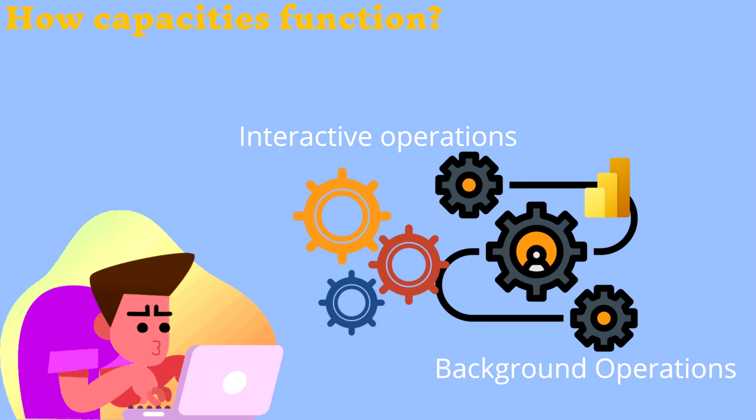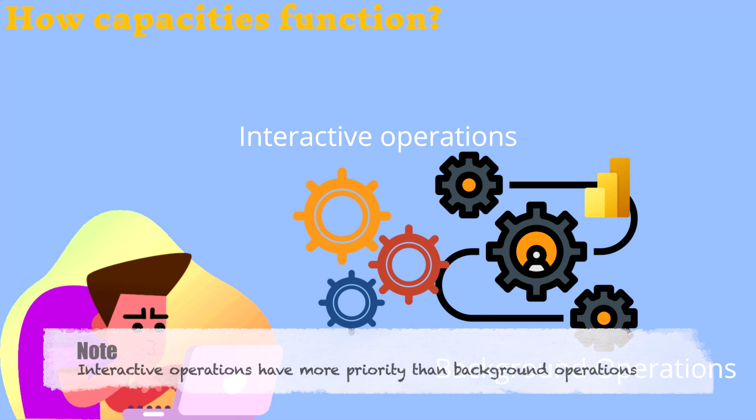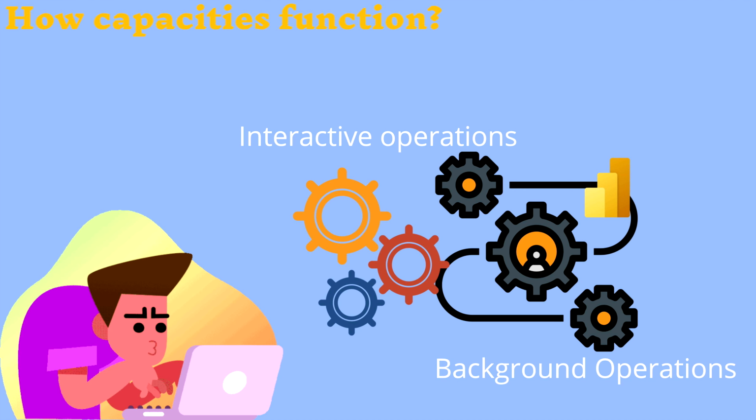Here, it is important to understand that interactive operations are always prioritized over background operations to ensure the best possible user experience. If your user is not going to get their best possible experience, that means there is no use of the background operations, no matter how many models you are refreshing or loading or doing anything.